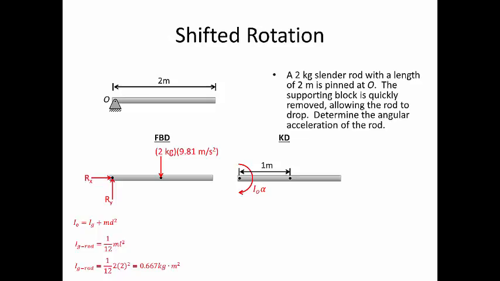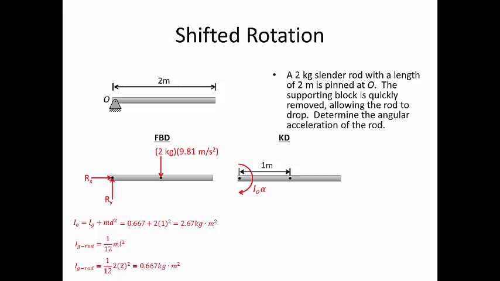This can now be substituted into our first equation to calculate our mass moment of inertia about the point O, which is equal to 0.667 plus the mass, 2 kilograms, times the distance from the center of gravity to the point of rotation, which is 1 meter, squared. That gives us 2.67 kilograms meters squared.